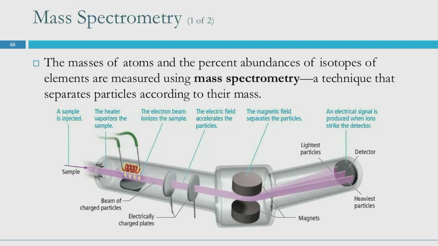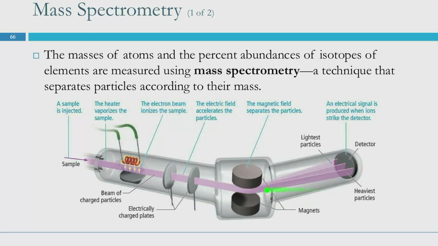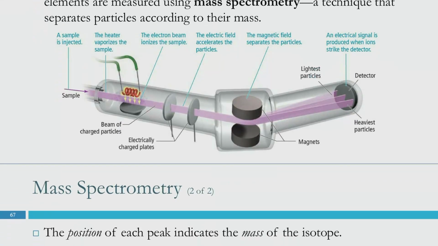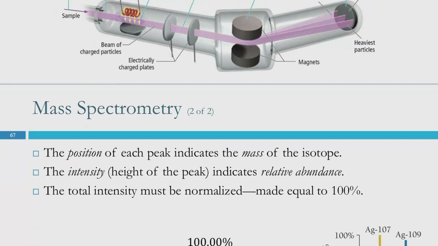And based on how many times these detectors get hit, it also lets us know how many of the particles we have. So we can calculate that information. Mass spectrometers are typically very expensive instruments, in the hundreds of thousands of dollars range. But they're also very common in labs.